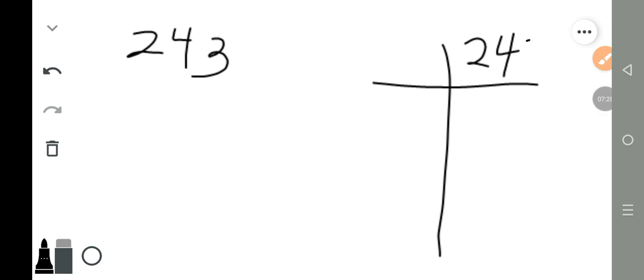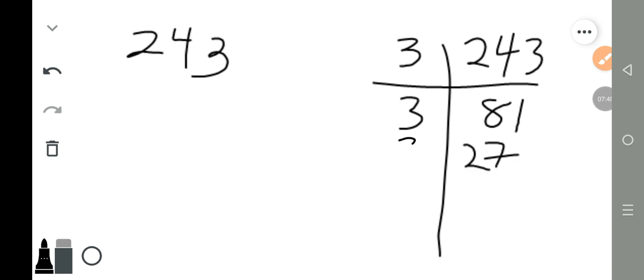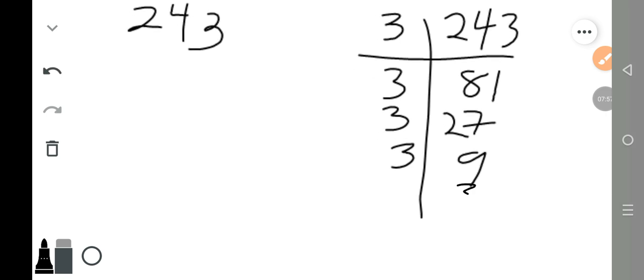Alright, let's do the next one, B. 243. Finding the prime factor of 243. The lowest prime number that can divide 243 is 3. 243 divided by 3 is 81. The lowest prime number that can divide 81 is also 3. 81 divided by 3 is 27. 27 divided by 3 is 9. The lowest prime number that can divide 9 is also 3. So 9 divided by 3 is 3. The lowest prime number that can divide 3 is itself. So 3 divided by 3 is 1.